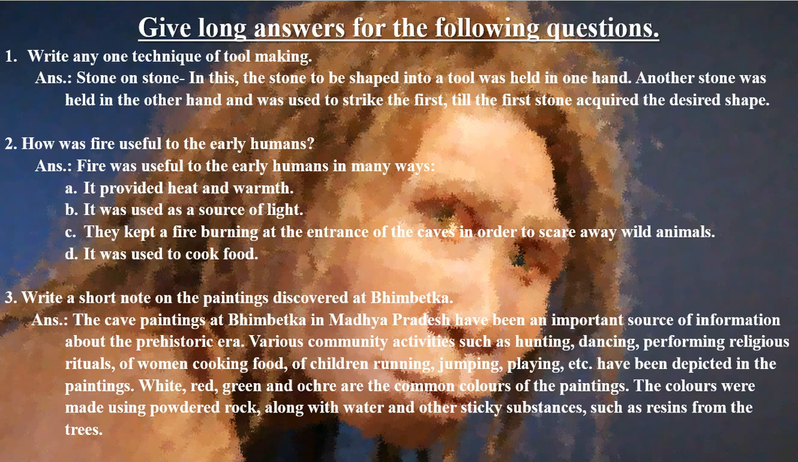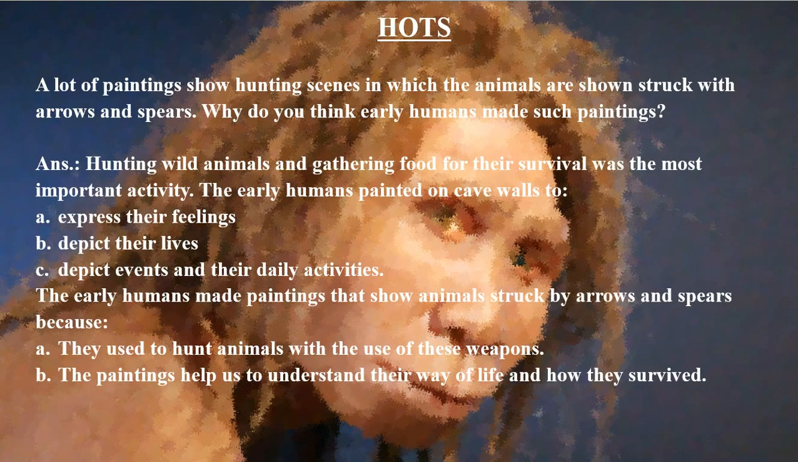Moving on to the next slide. These things are already in the notes, that is why I'm not taking a lot of time here. Moving on to the HOTS question. As you can see here, there is a question: a lot of paintings show hunting scenes in which the animals are shown struck with arrows and spears. Why do you think early humans made such paintings? Why did they make such paintings?